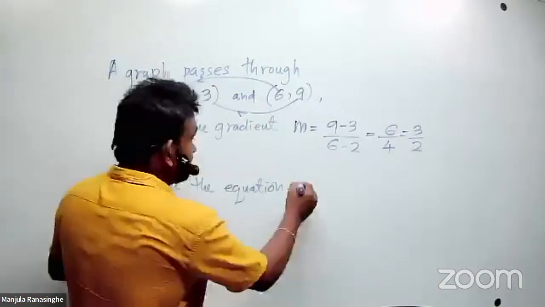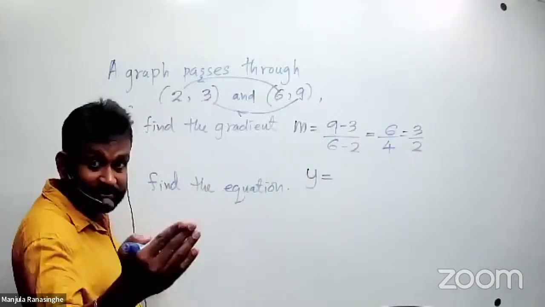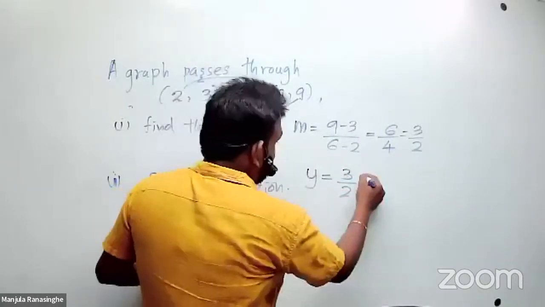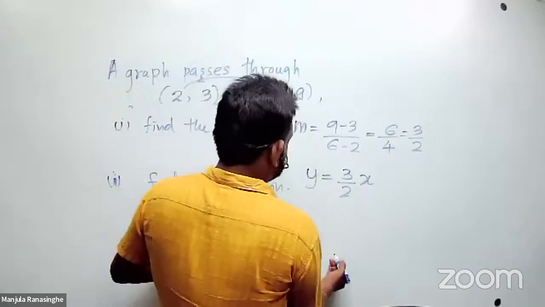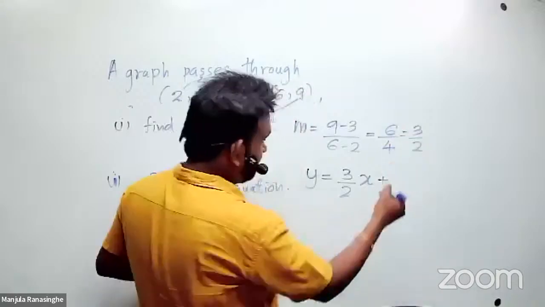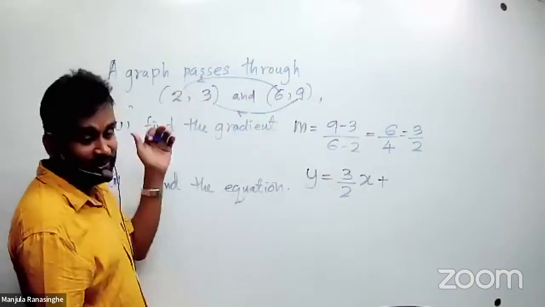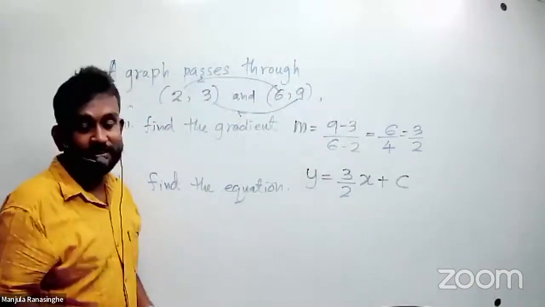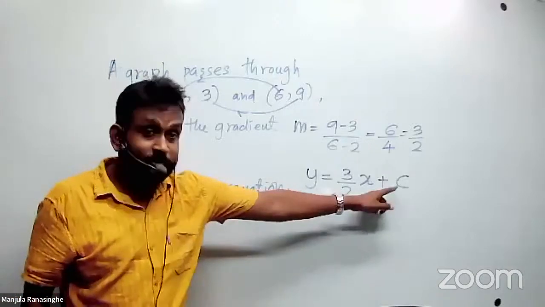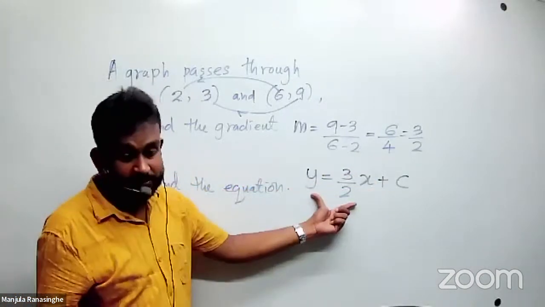So I write the equation without intercept. y equals mx plus c. Instead of m, I substitute the m value, 3 upon 2 x, plus c. Intercept is not known, so I write it as c. Can I give the equation in this format? No, it's not acceptable. Why? Because c is not a known value yet. c is to be found.